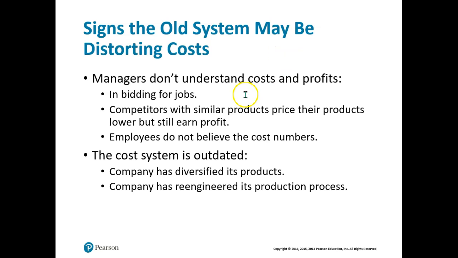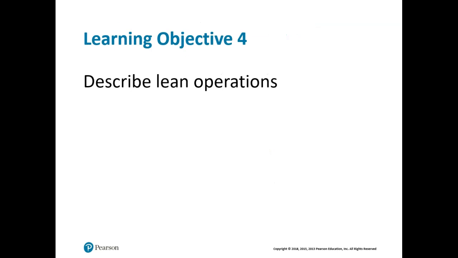Signs the old system might be distorting costs is if the managers don't understand costs and profits. They're off in bidding jobs. Or if competitors with similar products are earning money and nobody else is, or you aren't. And if the employees don't believe it, the employees are thinking this isn't right. Okay, you really want to listen to your line operators. Or if the system's outdated, if they've diversified the products, if they've re-engineered the process, then the cost system probably hasn't caught up with that. Okay, it's really interesting to study this. It's a fun type project in a company.